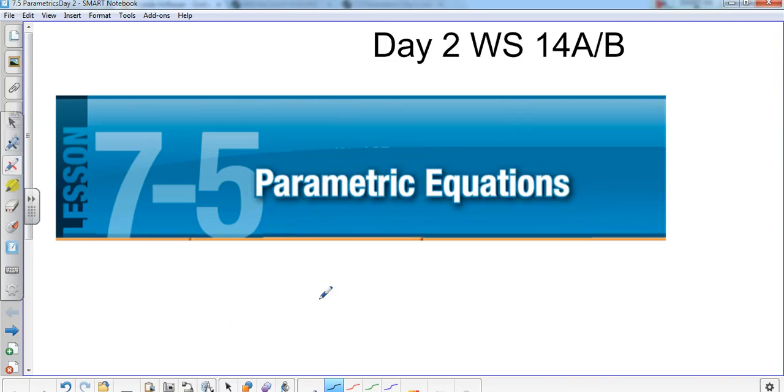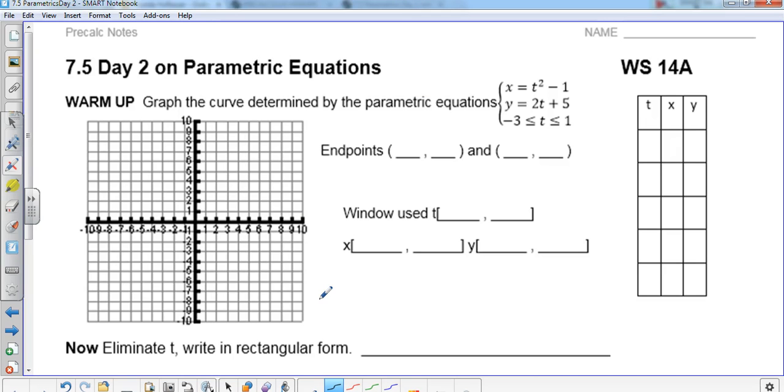All right, day 2 on parametrics. The first question at the top of the worksheet is just a warm-up review of what we did last week. We're going to start without the calculator. Remember, a parametric set of equations means there's 3 variables. To determine x and y, we're going to follow these rules regarding t.